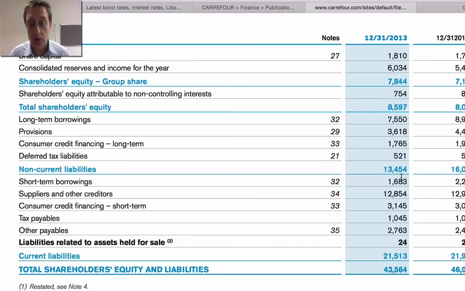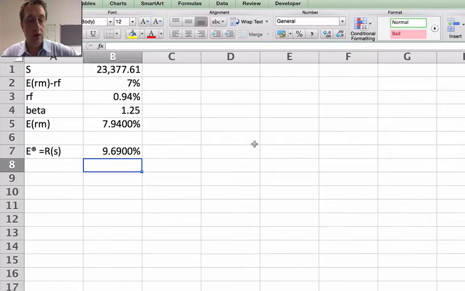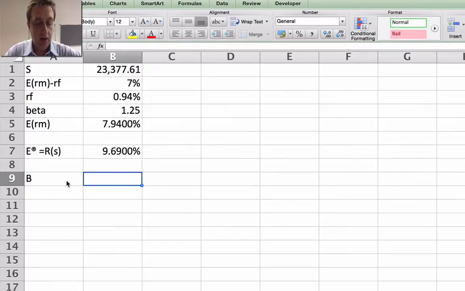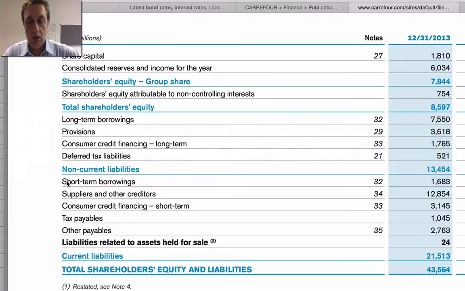Let's just go for, I'm just going to work on the debt. So I'm going to use 13.454 plus 1683. Okay, so that's because I've got the non-current liabilities. I'm assuming that's just all long-term financing. I can see the long-term borrowings here, but I want to use just the non-current liabilities plus the short-term borrowings. So it comes out to be, if I add these two together, 13.454. Let me just write these down. So we've got debt is equal to 13.454 plus 1683.